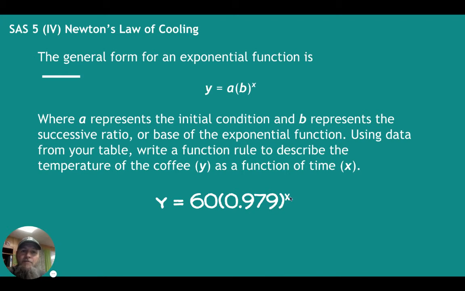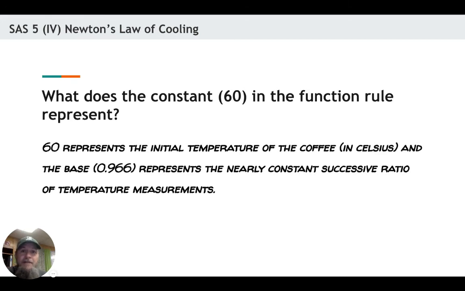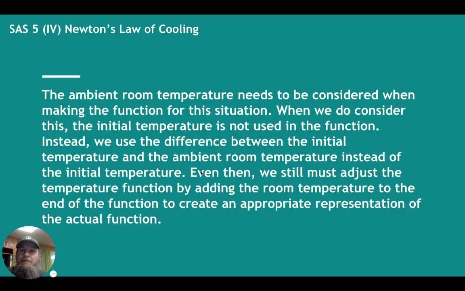But as x rises to infinity, it means that the temperature goes down to 0. And 0 Celsius is freezing. But what if the temperature outside is not freezing? What temperature does it go to? Okay, what does a constant 60 in a function rule represent? Obviously, it's the initial temperature, and the 0.966 represents nearly constant successive ratio of temperature measurements.